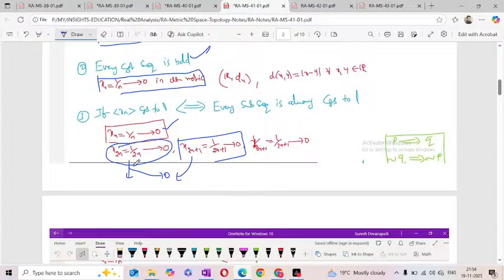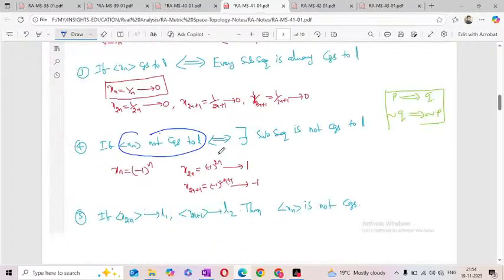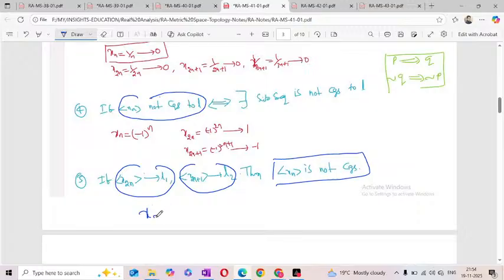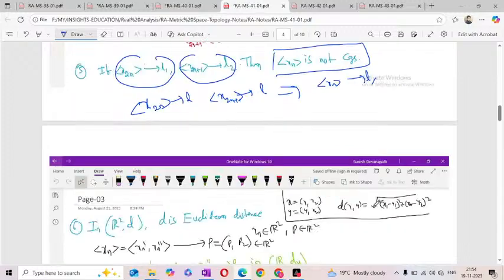Next one, we have already seen here the even and odd terms. Suppose even terms tend to 0 and odd terms tend to 0, definitely the sequence must tend to 0. Suppose even terms tend to L1 and odd terms tend to L2, which are different. Then definitely that sequence is not convergent. But if the even terms tend to L and odd terms tend to L, definitely that sequence must tend to L only. If even terms and odd terms tend to different numbers, definitely those sequences are not convergent.